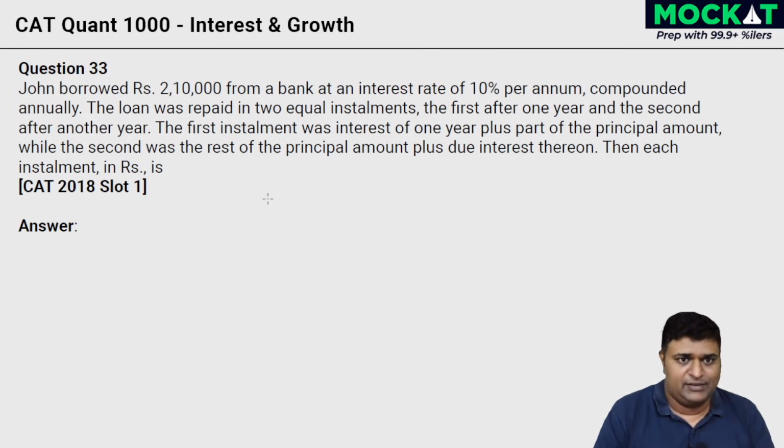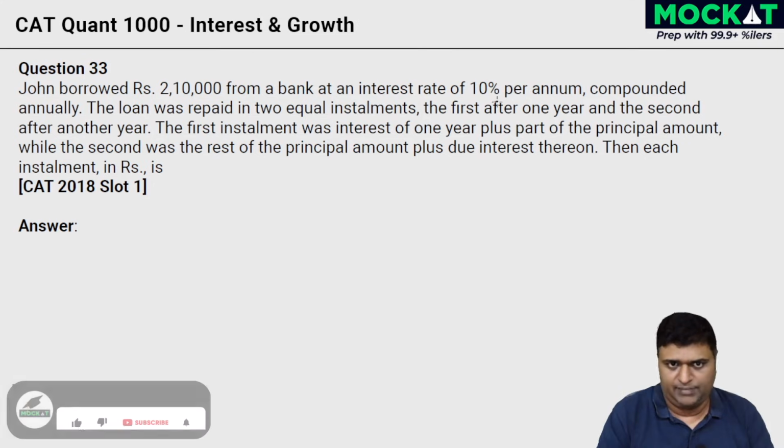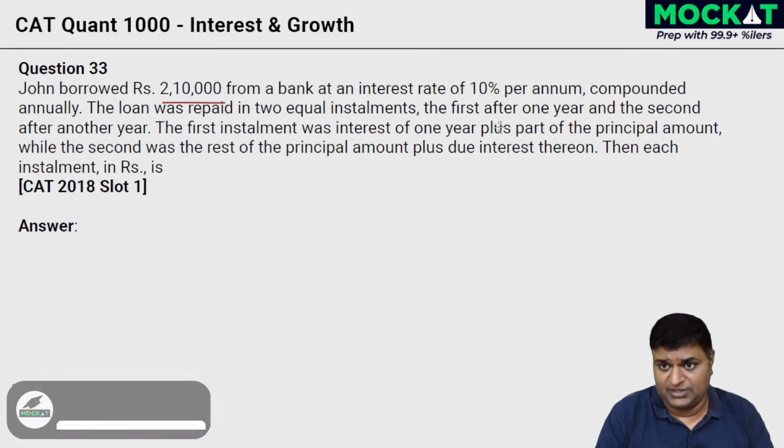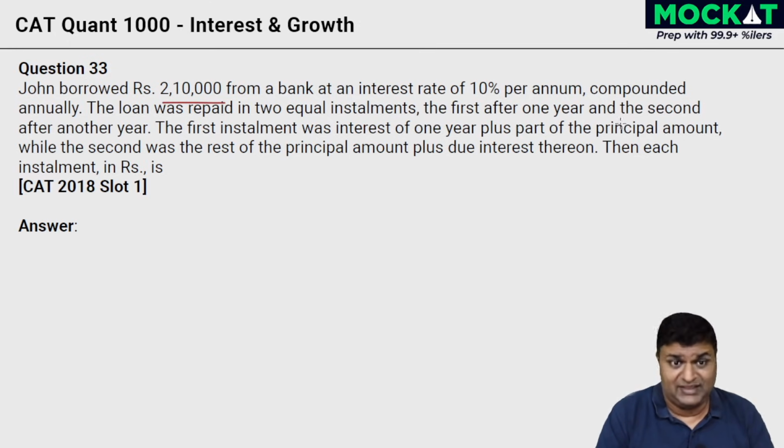Okay, so question 33. John borrowed rupees 2,10,000 from a bank at an interest rate of 10% per annum compounded annually. I'm John, borrowing 2,10,000. The loan was repaid in two equal installments, X and X, the first after 1 year and the second after another year. The first installment was the interest of 1 year plus part of the principal amount. The second was the rest of the principal amount plus the due interest thereon. So that means the loan is settled, right?